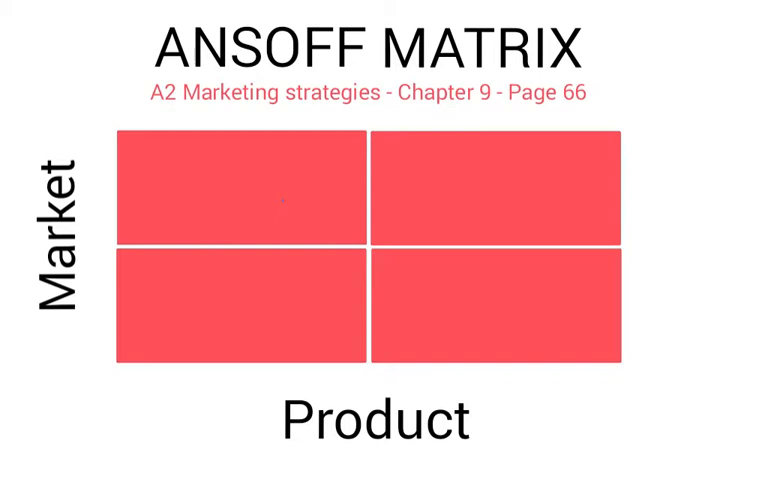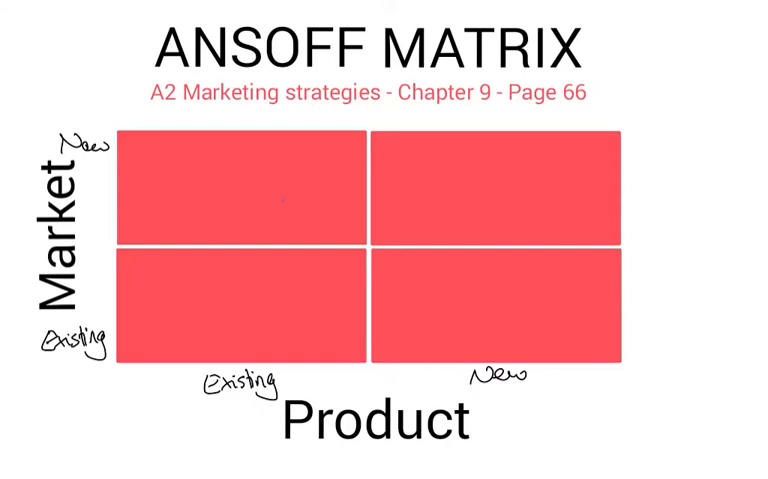So if we think about markets, which we could either describe as existing or new, and similarly we can describe products as existing or new. Now it's important to note that when we say existing and new, we mean for the business that we're talking about here. So entering a new market counts as a new market for a business, even if the market was already there before. So what then do we call these things?